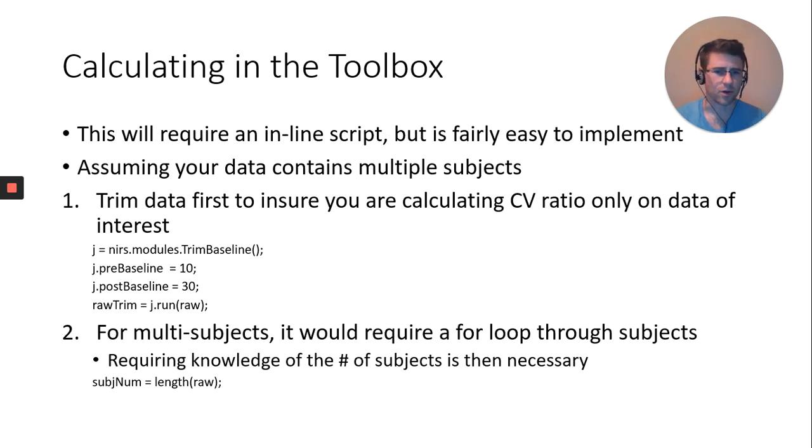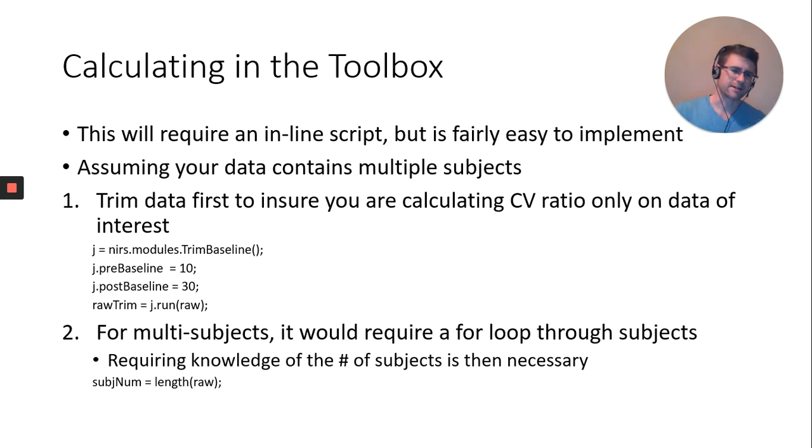The first step you're going to want to do, regardless, is trim your data. The reason for this is that you probably started your measurement a little bit before you started your experiment, and the subject could have been moving around. You could have been explaining directions, scratching their head, doing several other things that could have led to quite a bit of noise at the start of the measurement, therefore impacting this coefficient of variance ratio.